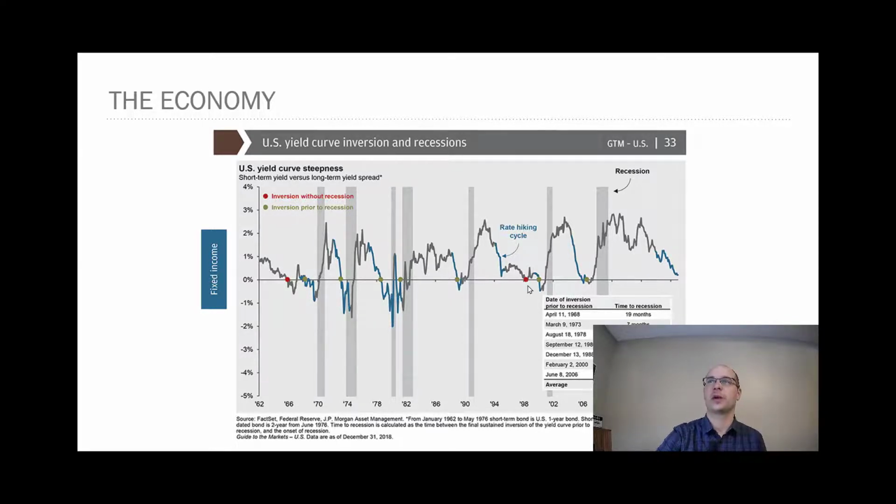Now, there have been a couple false positives, notably in the late 90s and in the mid 60s. We saw an inversion before the curve normalized and then inverted again. So this isn't a perfect indicator, but it is absolutely sending a warning sign that the economy could be teetering a little bit here. And frankly, I don't think that's surprising given where the inflation rate is, which of course has a lot to do with energy prices.